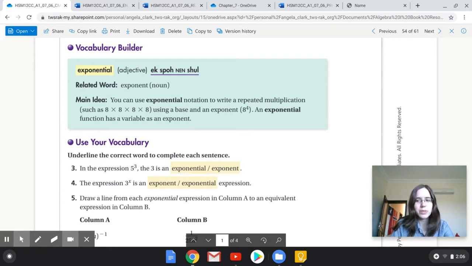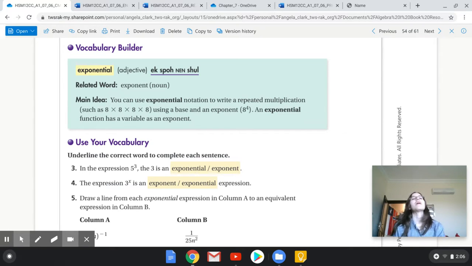Hey everyone. Okay, so here we are starting 7-6. We're starting talking about exponential functions in this section. So this is going to be taking what we've learned about exponents and using them in functions.